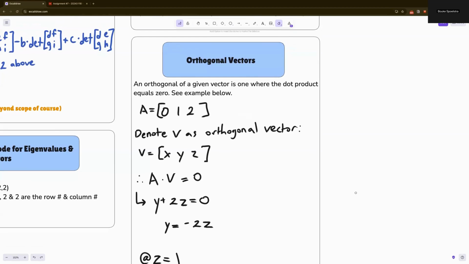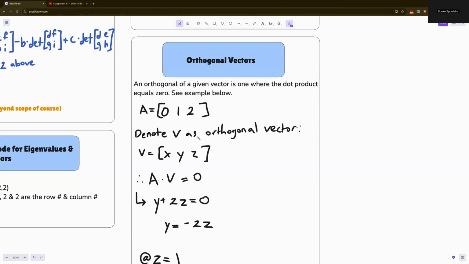Okay, so now we get to orthogonals. An orthogonal is essentially the vector that you would multiply a given vector by to get 0. So essentially, you're given a vector in the problem and you're asked to find an orthogonal of it, right? So it would be the vector that you multiply this vector by to get 0, where the answer is 0.